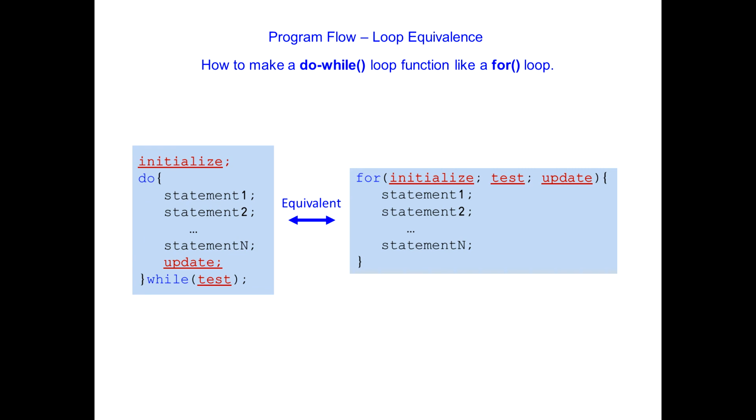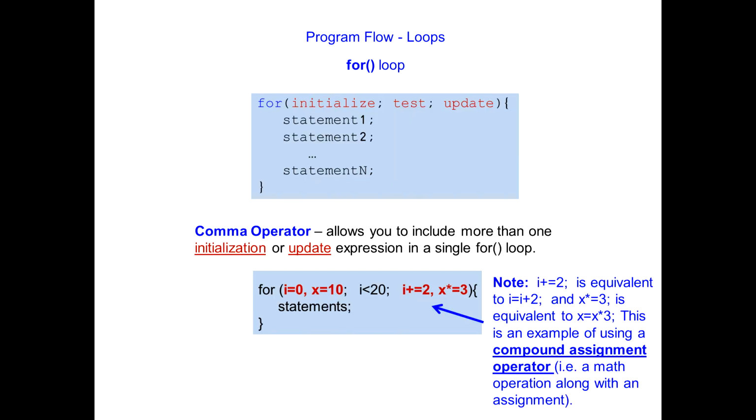As a comparison, here is how a do while loop could function as a for loop. Here we have the initialization. If you did a do while, you would have to put the initialization before you entered the loop. You have the statements that you want repeated. Here you would have to do the update inside the loop and do the test at the end. And so it would be a similar construct.